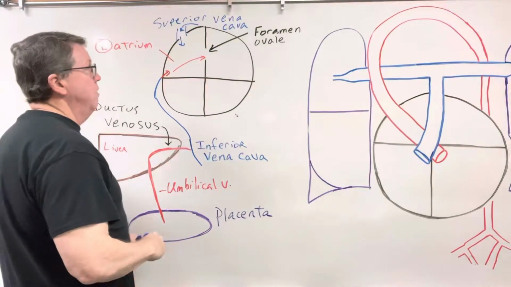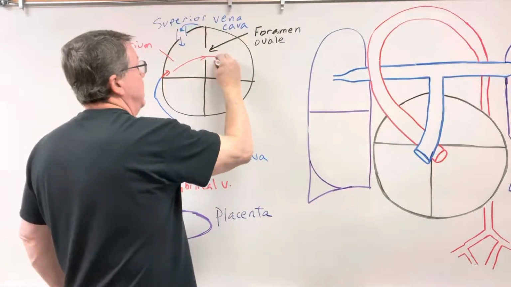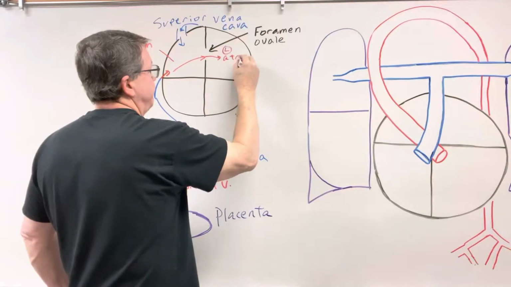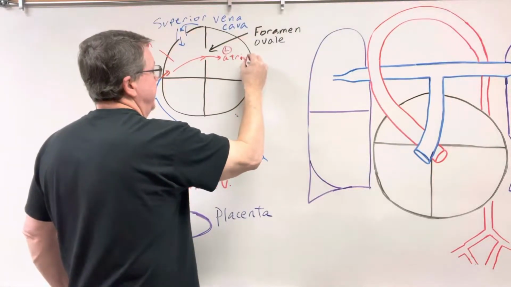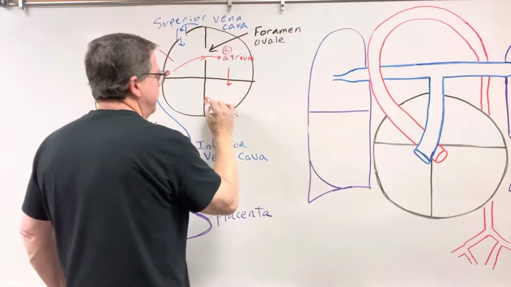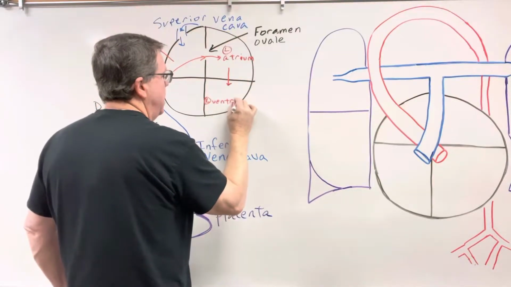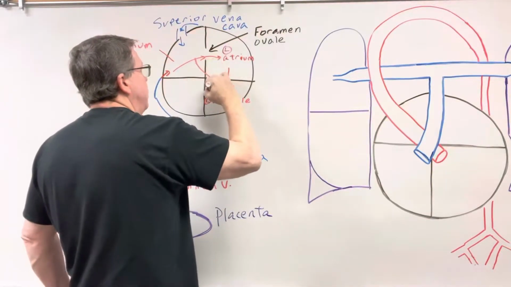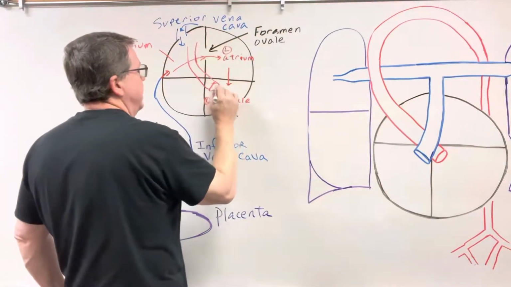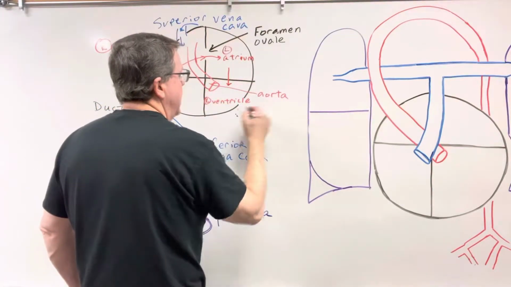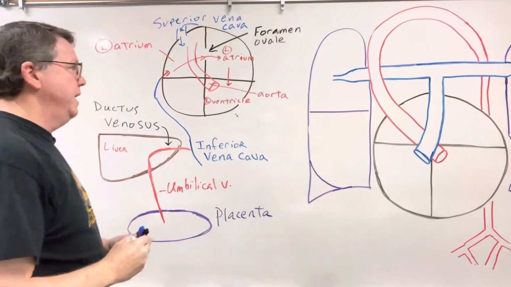This blood now is going to come into here, and this is going to be the left atrium. And then from here, it's going to go down into the left ventricle. And then it's going to go out through the aorta, and it's going to go out to the body. So this is going to be the aorta right here. And then that blood's going to go out to the body.